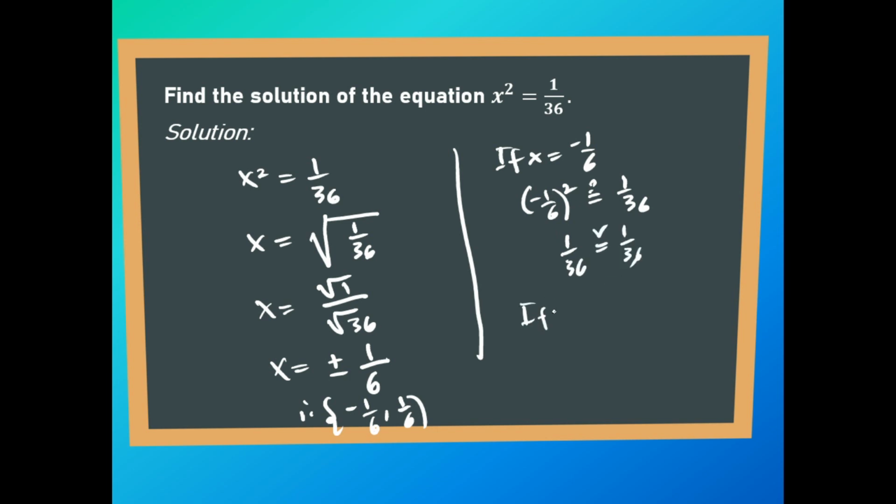So if naman x is 1 over 6, same lang din. 1 over 6 squared, is it equal to 1 over 36? So, 1 over 36 is equal to 1 over 36. Ibig sabihin, tama yung final answer natin. So, don't be confused, class. Dito, solution. Dito naman, yung checking.